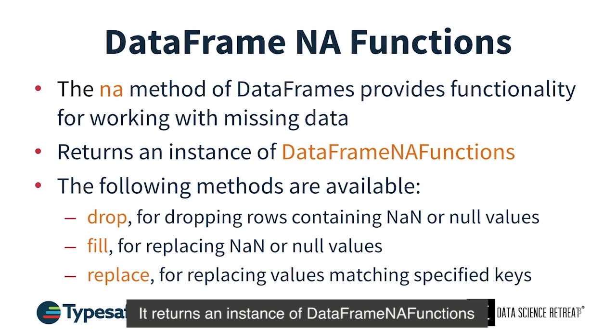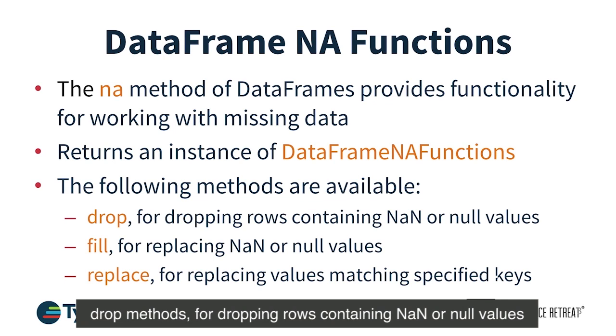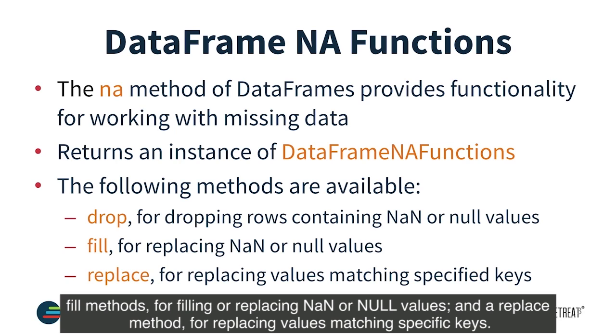Data frames have an NA method which provides functionality for working with missing data. It returns an instance of data frame NA functions, which implements three types of methods. Drop methods for dropping rows containing NaN or null values. Fill methods for filling or replacing NaN or null values, and a replace method for replacing values matching specific keys.